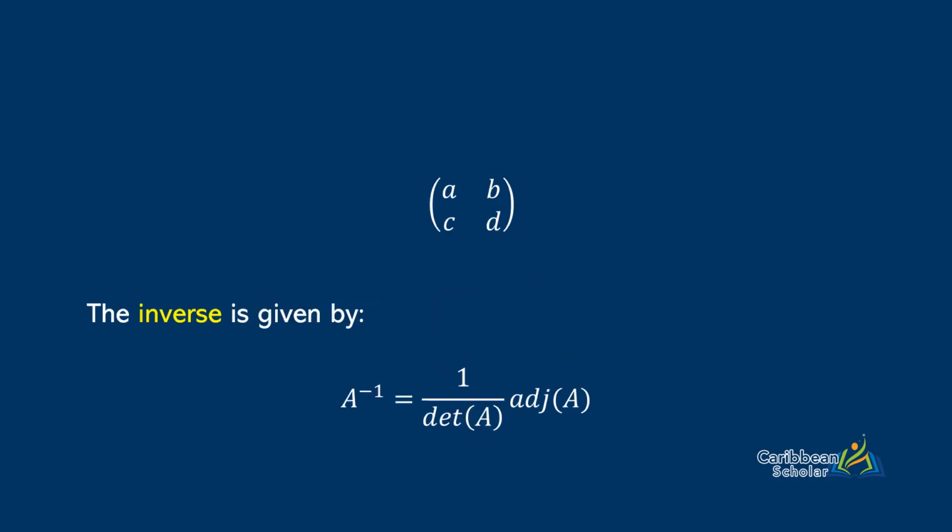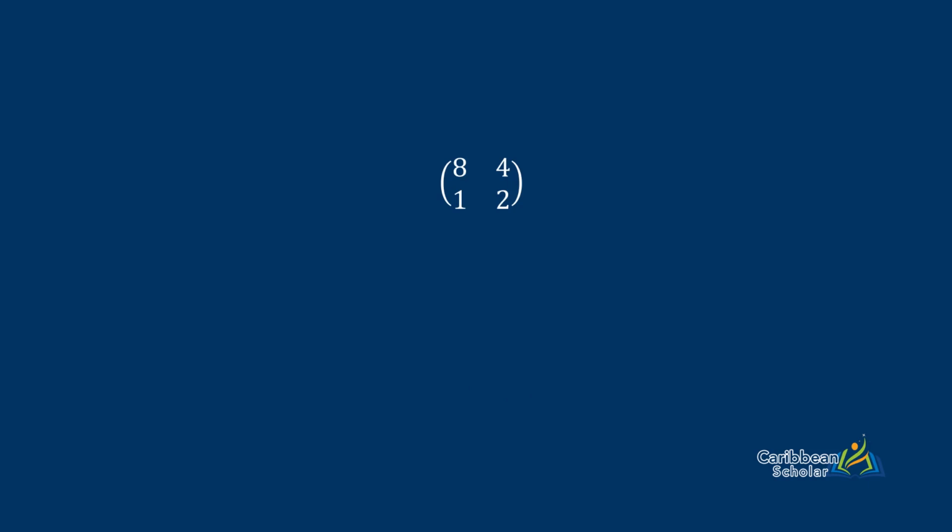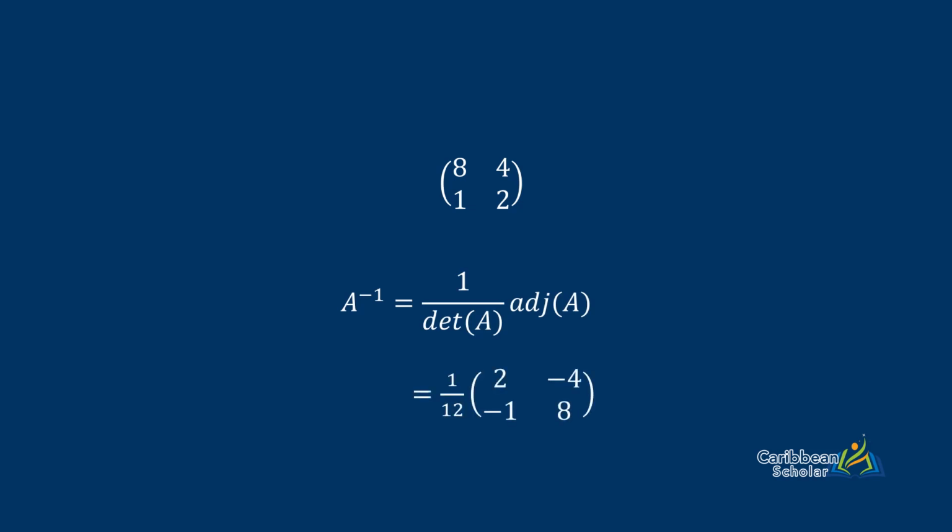Now to find the inverse, all we need to do is multiply the adjoint by 1 over the determinant. Let's use this to find the inverse of the example that we've been working on. So we know that the determinant is 12, and to find the adjoint, we swapped 8 with 2 and then made 1 and 4 negative. So A inverse is given as 1 over 12 by the matrix 2, minus 4, minus 1, 8.